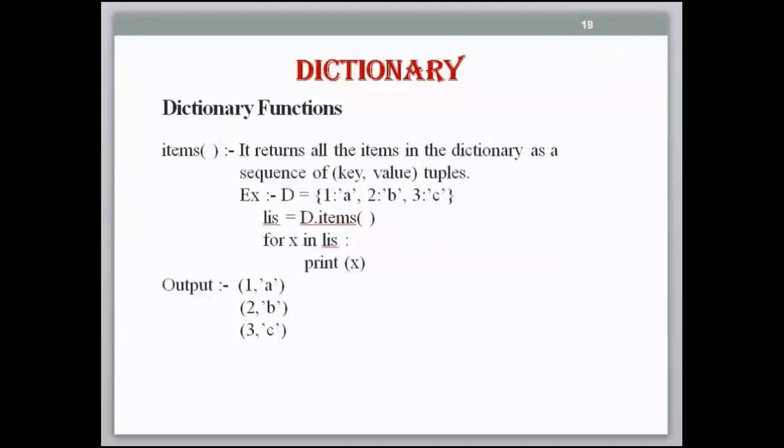Items. It returns all the items in the dictionary as a sequence of key, comma, value tuple. So using this function like lis equals to d.items(), for x in lis, print x. So here you can see that all the elements of a dictionary are in front of you in the form of key, comma, value pair.